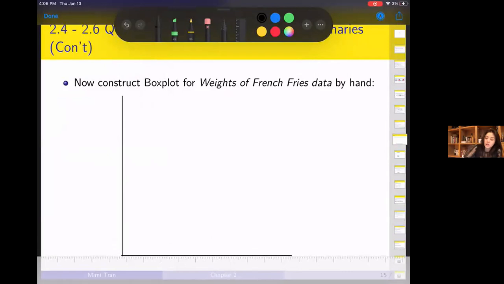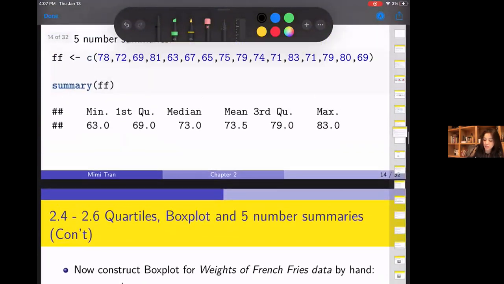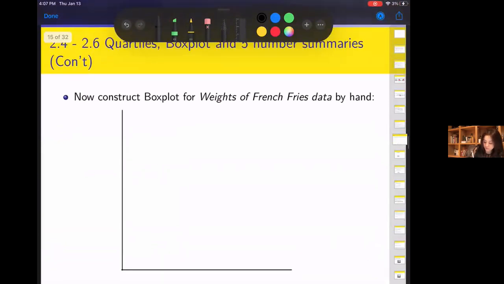Make sure your y-axis, because I'm doing a vertical boxplot, somebody does horizontal. I'm going to make sure my y-axis covers the minimum and maximum. Minimum is 63, maximum is 83, right? So at the bottom, it's going to be 60, and then maybe 65, 70, 75, 80, and 85. That covers the minimum and maximum, which is from 63 to 83.